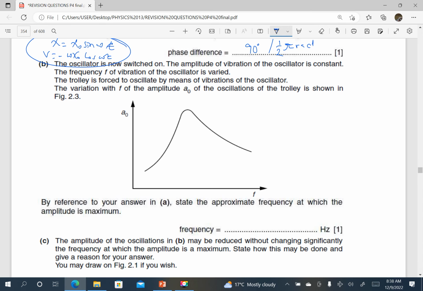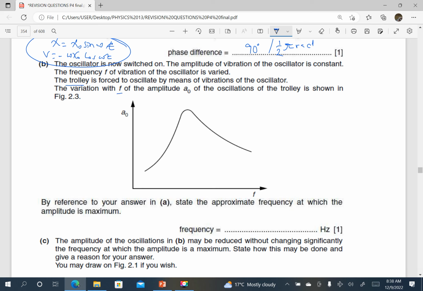The oscillator is now switched on. The amplitude of vibration of the oscillator is constant. The frequency f of the vibration of the oscillator is varied. The trolley is forced to oscillate by means of vibration of the oscillator. In other words, now the trolley is going to vibrate under the influence of an oscillator. So it's now forced oscillations.